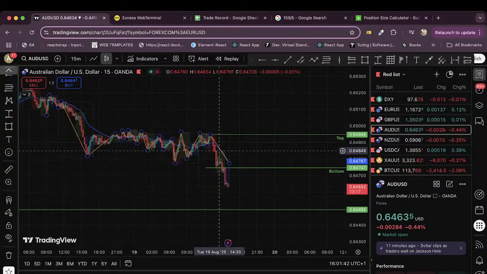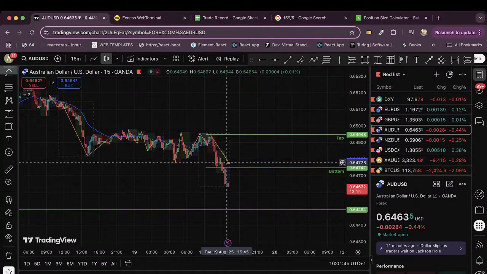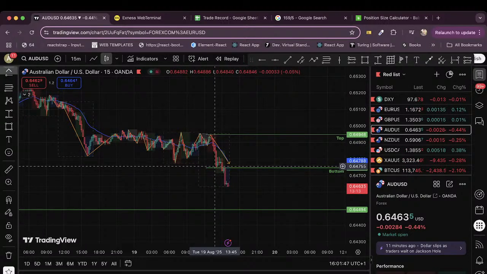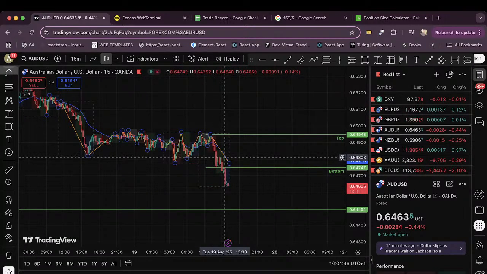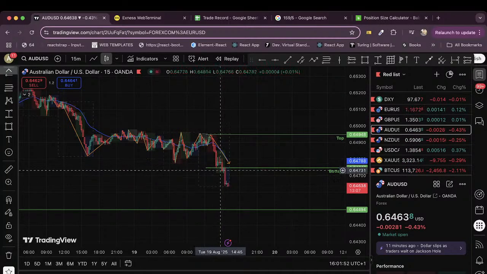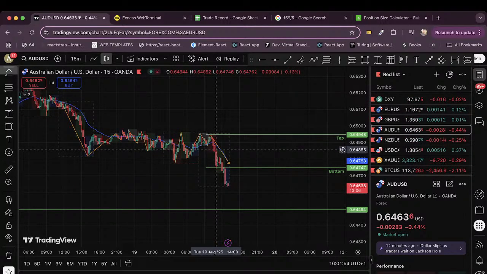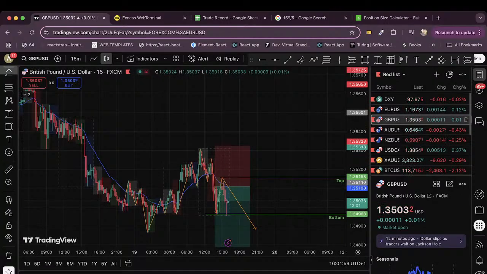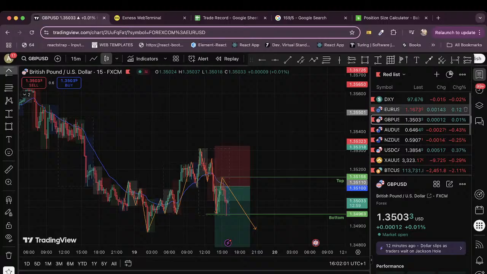It would have been nice if we had a sell on Australian dollar. The only issue is that there was not enough pullback for an entry. But you can see Australian dollar is the one selling the most compared to other guys.